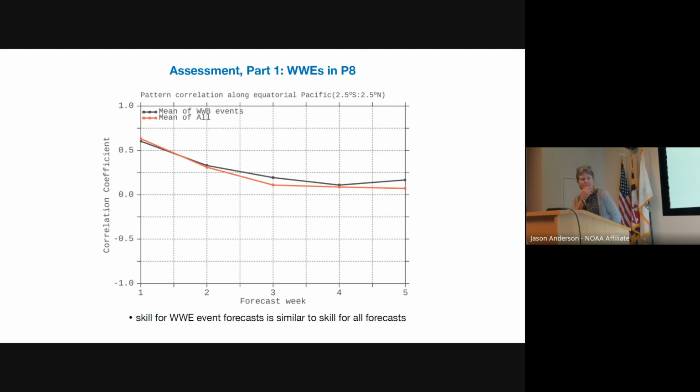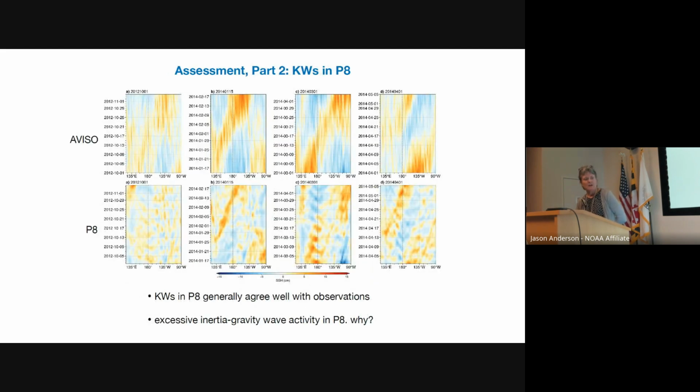So this concludes our analysis of these 11 westerly wind events, and now we turn our attention to the ocean Kelvin wave response. This is the ocean sea surface height anomaly for the same 4 events that I showed you in the previous slide for the surface stress. We have observations in the top row, and for each westerly wind event, you can clearly see evidence of Kelvin waves.